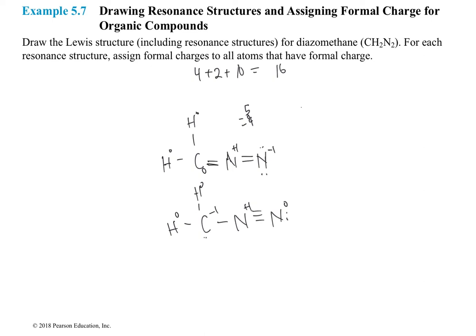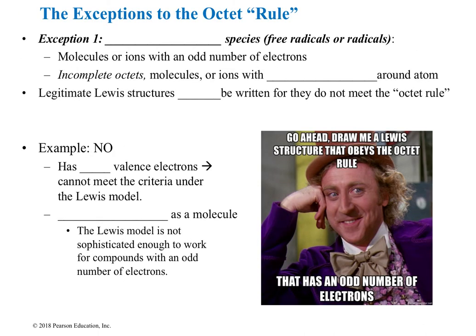So now we say, okay, who's more electronegative, carbon or nitrogen? And it's nitrogen, so this is the structure that would be most likely for diazomethane. So, some exceptions to the octet rule.